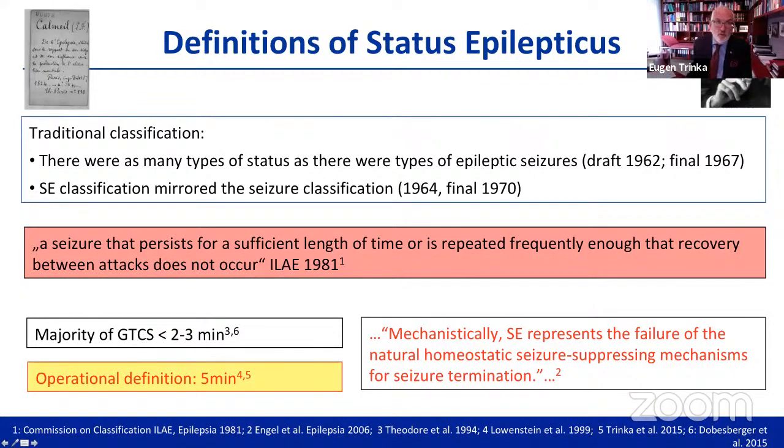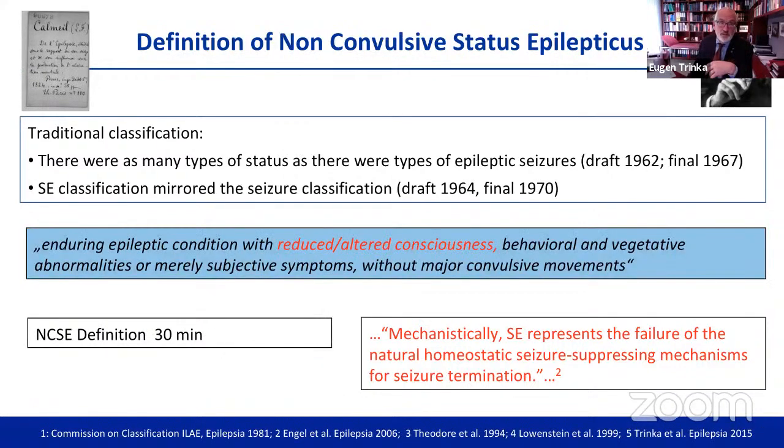The gentleman on the right is Henri Gaston, and he said that there are as many types of status as there are types of seizures. And that was 1960. The definition further evolved, and then the ILAE defined it as a seizure that persists for a sufficient length of time or is repeated frequently enough that recovery between the attacks does not occur. So then it became clear that the majority of generalized tonic-clonic seizures don't last longer than 3 minutes. So then Lowenstein came up with the operational definition of 5 minutes. Everything which is longer should be status.